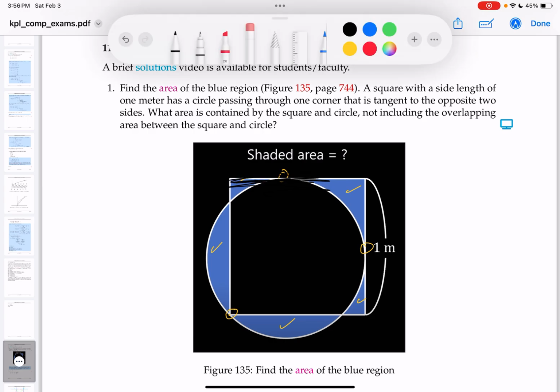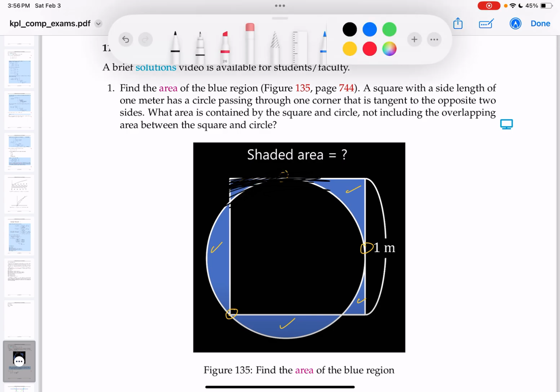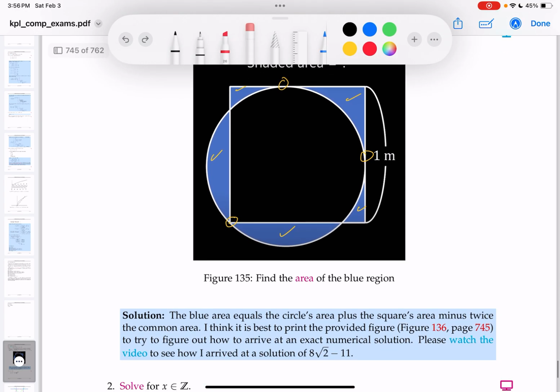I'm wondering what's going on there with my eraser. Oh, it's erasing the picture. Let me go backwards. I don't want to do that. I'll leave those yellow things in there. Sorry about that. So the area that they're interested in is going to be the area of the square plus the area of the circle, which can be pi r squared. I don't know what the r is yet.